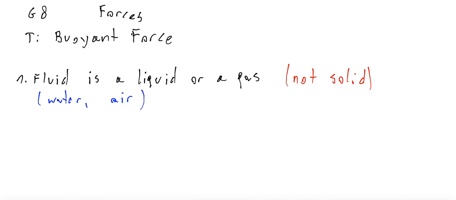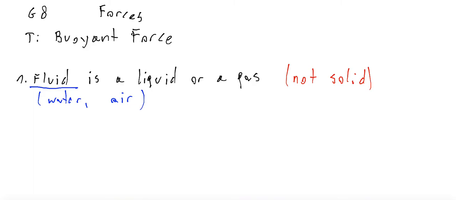Is that clear? But not solid, so it cannot be ice from water, it cannot be steel in a solid state, it cannot be plastic in a solid state. Everything which is not a solid is known as a fluid, so basically it's a liquid or a gas. It's very important because buoyancy is related with fluids, so with liquids and gases. Buoyant force is a force which occurs when an object is immersed in the fluid, in the liquid or in the gas. Is that clear? Please copy this and you will be ready.